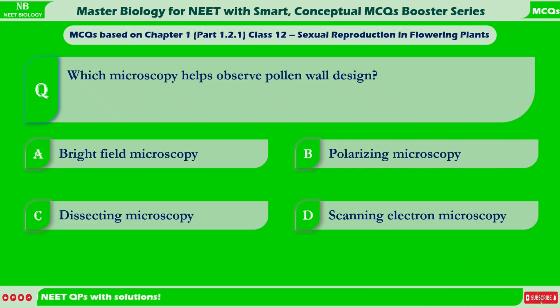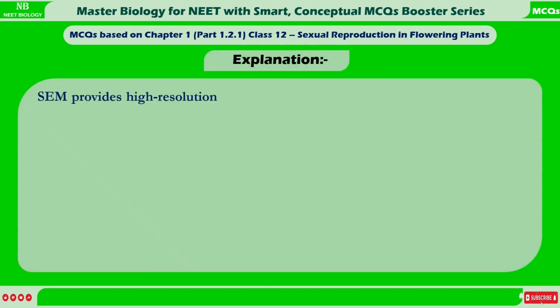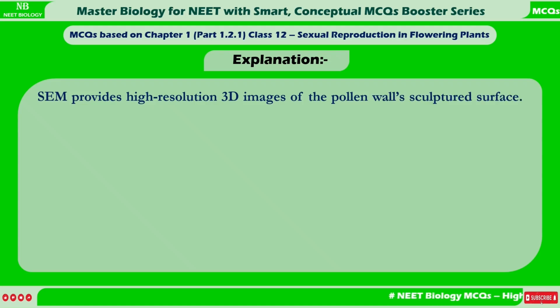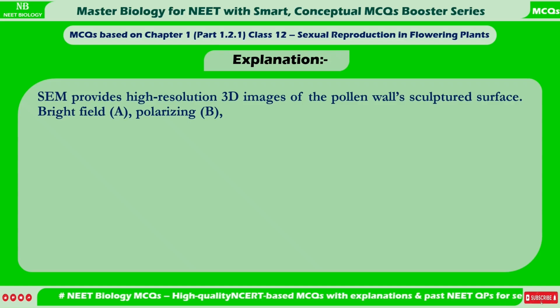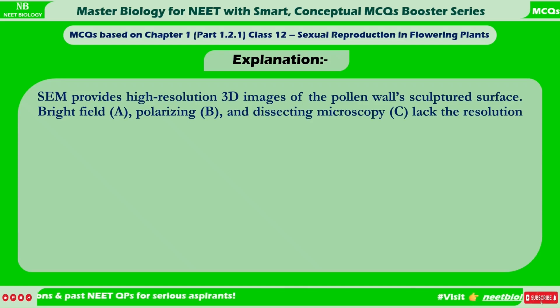Correct answer is D, scanning electron microscopy. Explanation: SEM provides high-resolution 3D images of the pollen wall's sculptured surface. Bright field, A, polarizing, B, and dissecting microscopy, C, lack the resolution to reveal detailed exine patterns.